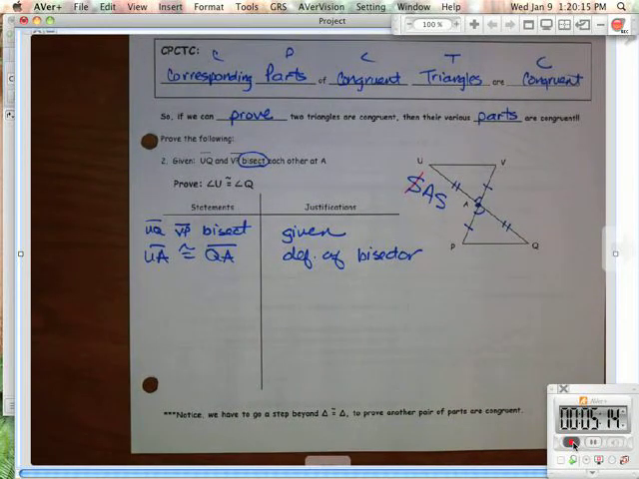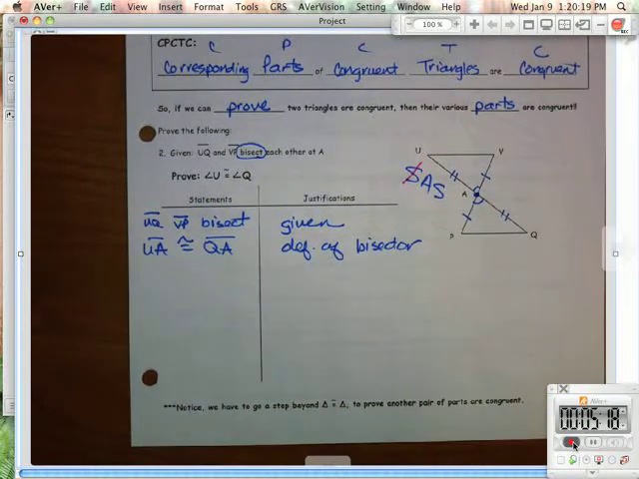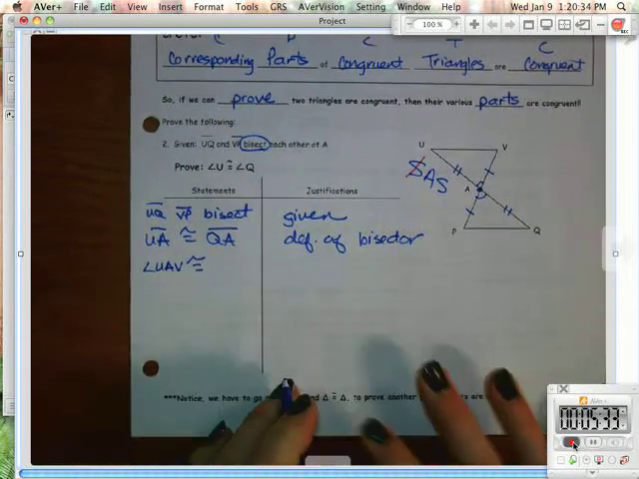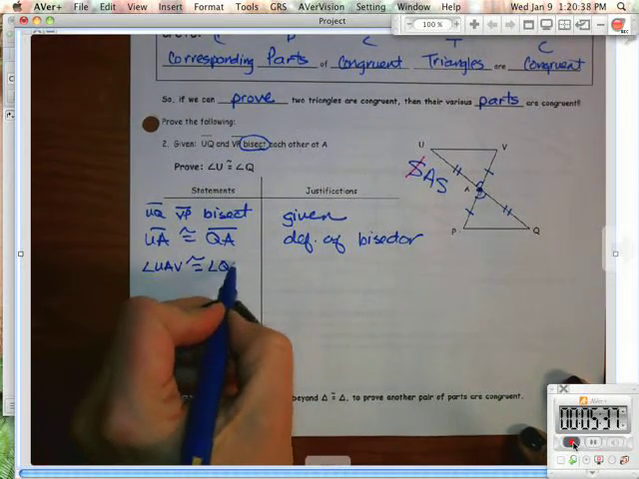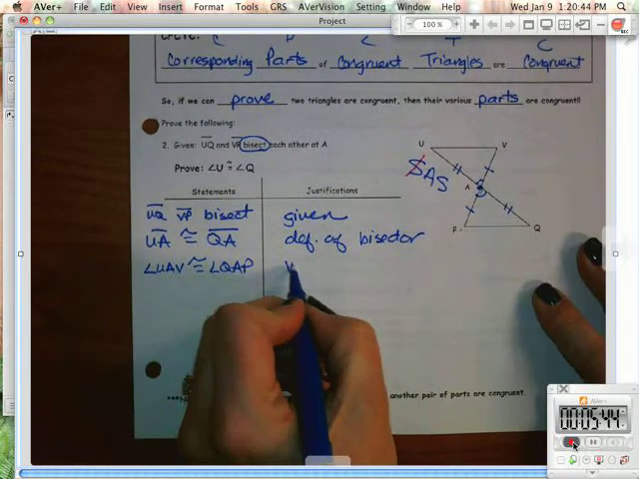Now let's do the angle. So, ladies and gentlemen, we can't say angle A because we got two different angles we're talking about. You have to say UAV or VAU, whatever. Okay? Angle UAV is congruent to angle QAP. How do I know that? How do I know those angles are congruent? Because they're vertical angles. Right on.